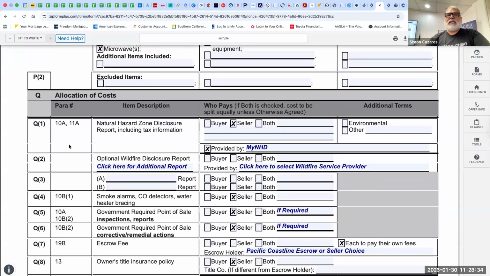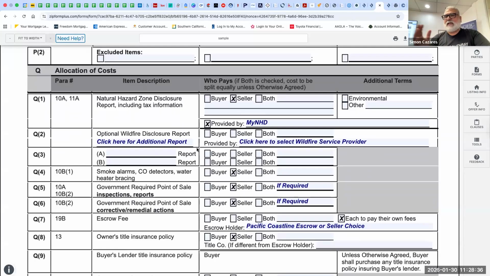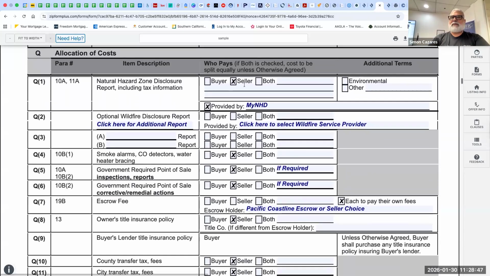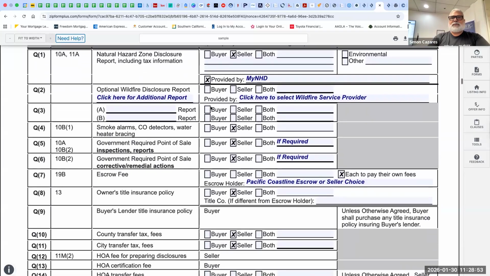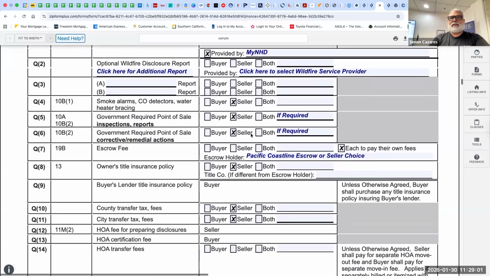The next is the allocation of cost, folks. Okay, this is where the understanding of what the buyer and the seller are going to take care of. Here, it already, just for common practice, the natural hazard disclosure is always paid by the seller. You can provide who the company is or say seller's choice. If the property is under the wildfire area, then you would check this area, but if it's not, then you leave it blank.